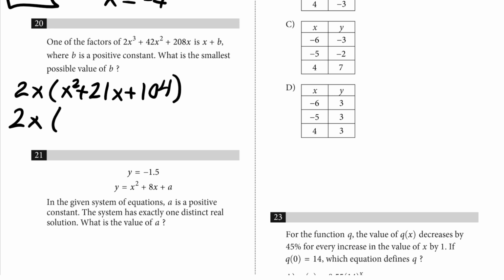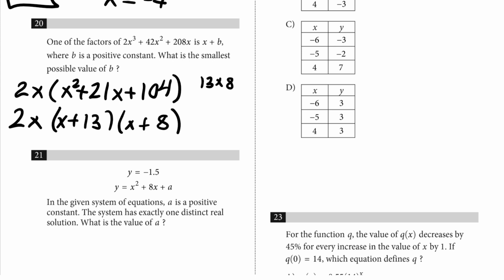So we have 2x, and then we're going to factor the quadratic. We're going to have a plus for both of them. And now we need to think of factors of 104 that add to make 21. So factors of 104: 104 divided by 4, that's not it. 104 divided by 8, yeah. So 13 times 8 is 104, and when you add them together you get 21. The bigger number always goes first.